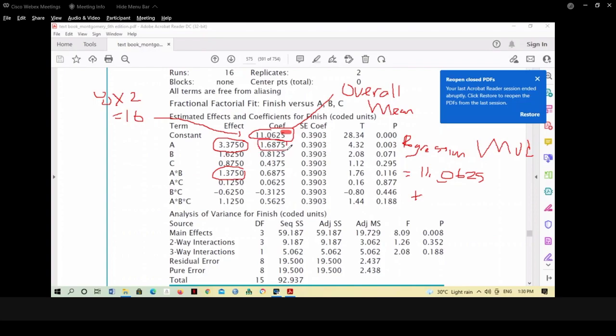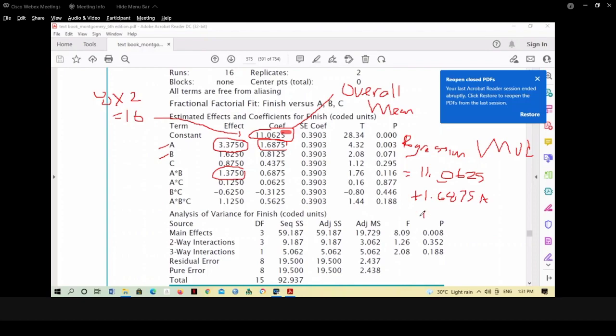Coefficient of A. Why A? Because A and B are significant, right? A and B significance. That means 11 overall mean plus coefficient 1.68 for A, only significant, okay.